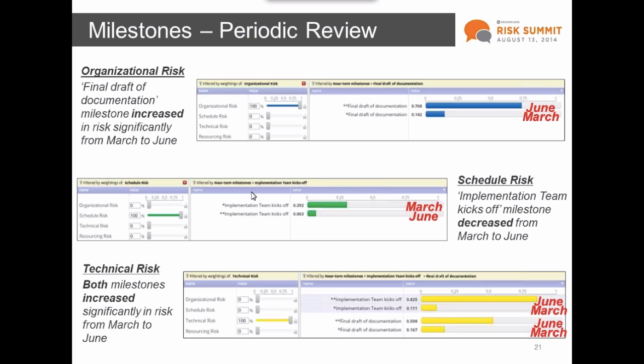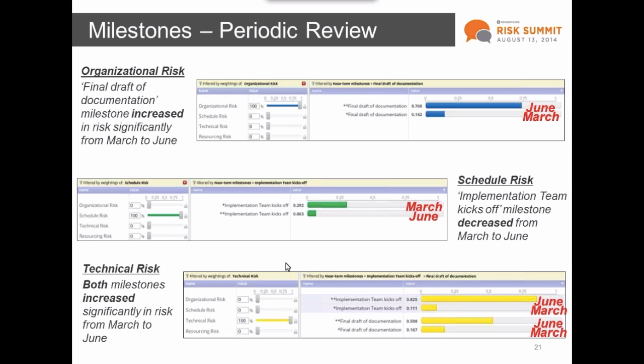To the first question of what happened with the documentation milestone, when we isolate organizational risk at the top of the slide, we can see how much that specific area of risk shifted between March and June. This is clearly the major driver of the increase in risk to this milestone. As for the decrease in relative risk for the implementation team milestone, we can see in the middle of the slide how schedule risk decreased from March to June, clearly a major factor in the shift from a risk of higher concern to a lower level.